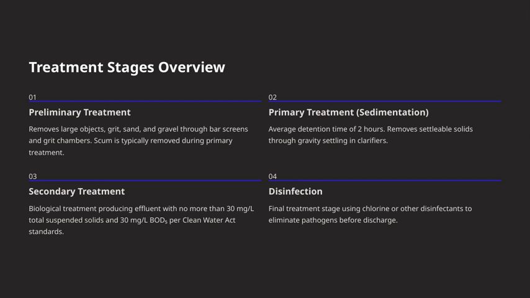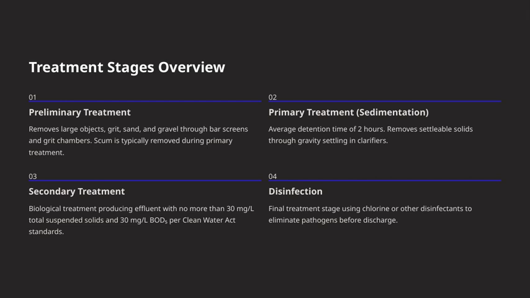Next is primary treatment, which involves sedimentation. Here, the wastewater is held for about 2 hours, allowing gravity to settle out the heavier solids known as settleable solids. Clarifiers are used during this process to facilitate this settling. This step is crucial because it significantly reduces the load of solids before biological treatment.